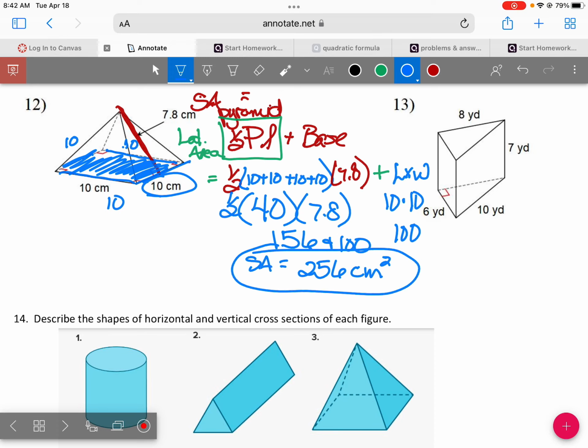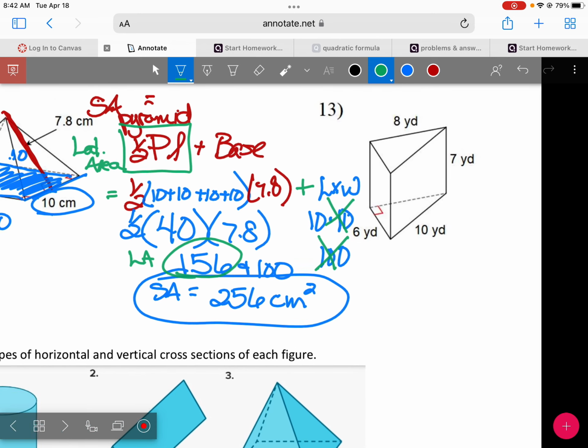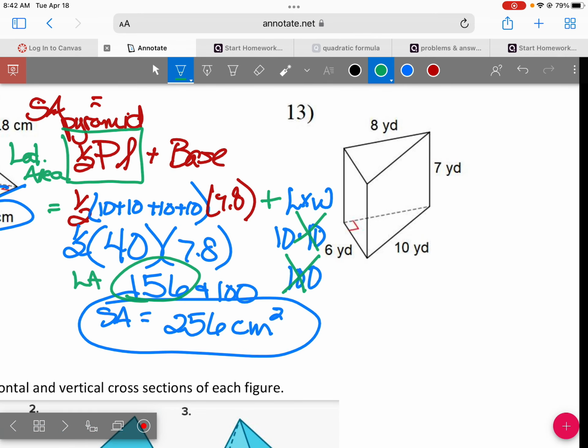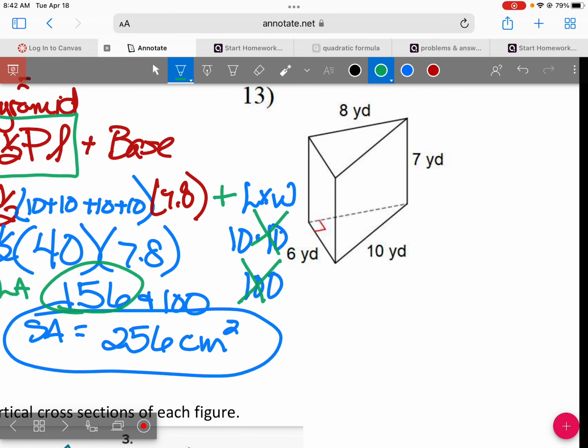Did anybody get that on their own? Nice job. Okay, again, if they don't want the base, they just want the lateral area, don't add the 100, don't add the base. And so your answer would just be 156 for lateral area. I'm not going to do volume on that one, but let's take a look at 13.